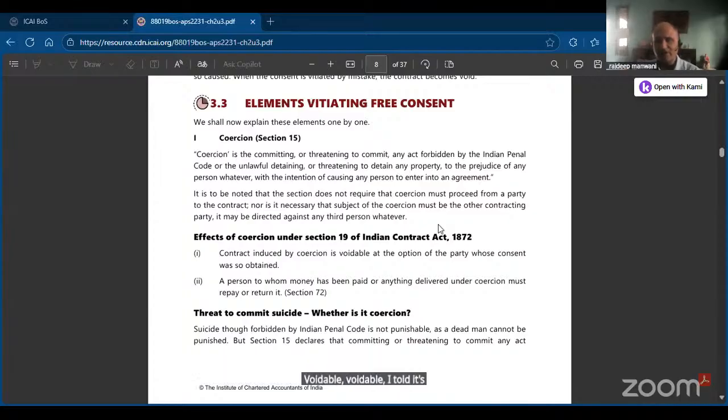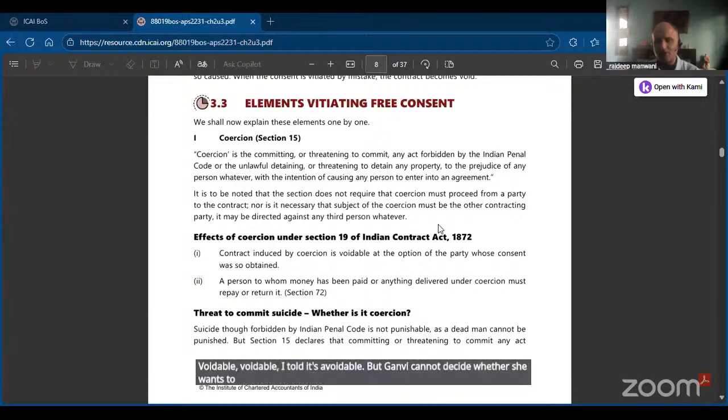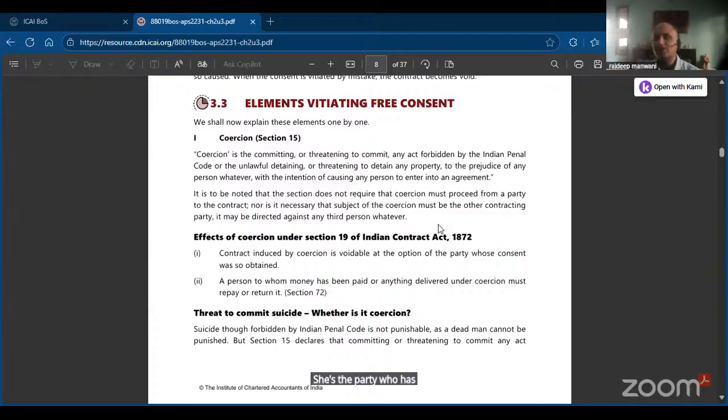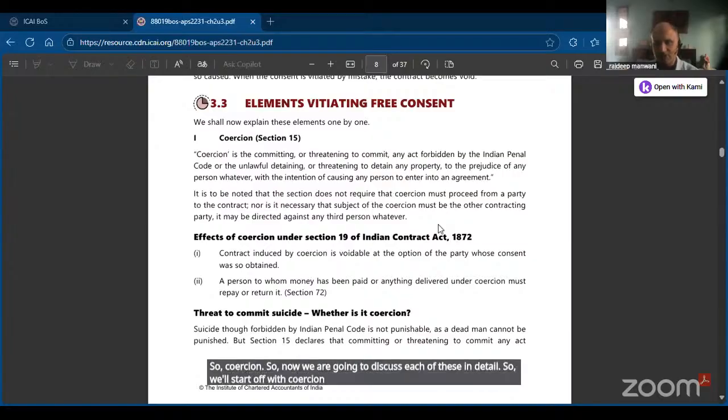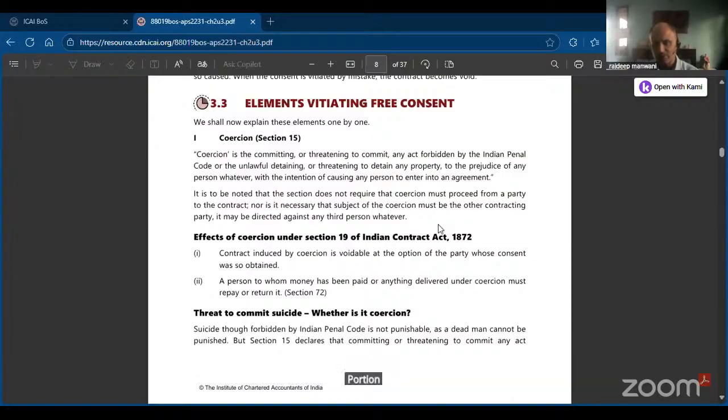But Ganvi cannot decide whether she wants to continue the contract or cancel the contract, because she is the party who has caused the coercion. So now we are going to discuss each of these in detail. We'll start off with coercion. Understood or no?